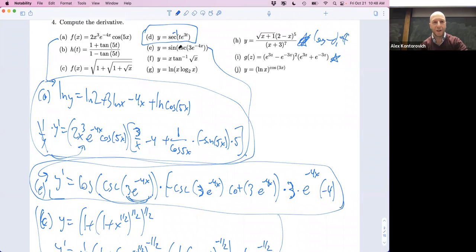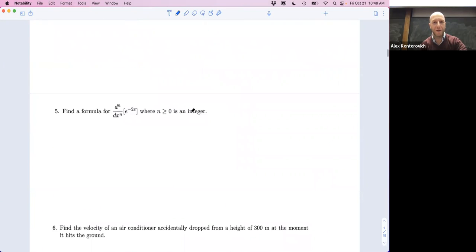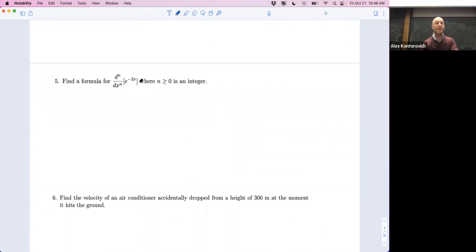Let's go. Number 5, find a formula for the nth derivative. So this is not just first derivatives, but second derivative, third derivative, fourth derivative. You should know what this notation means: 2 derivatives, 3 derivatives, n derivatives. The only way to find a formula right now is to just do a bunch of examples and we'll see what's going on.